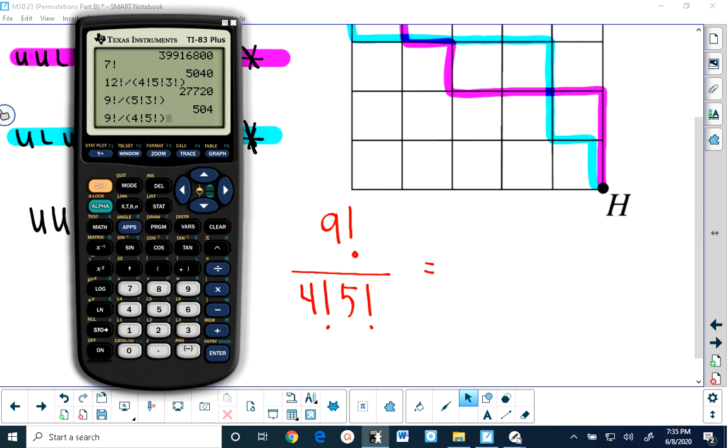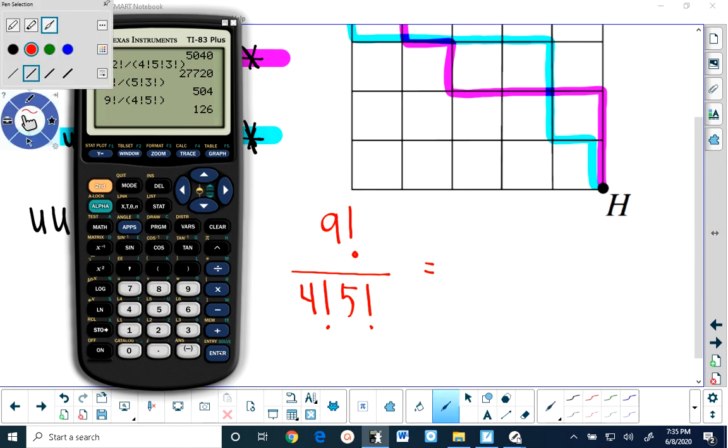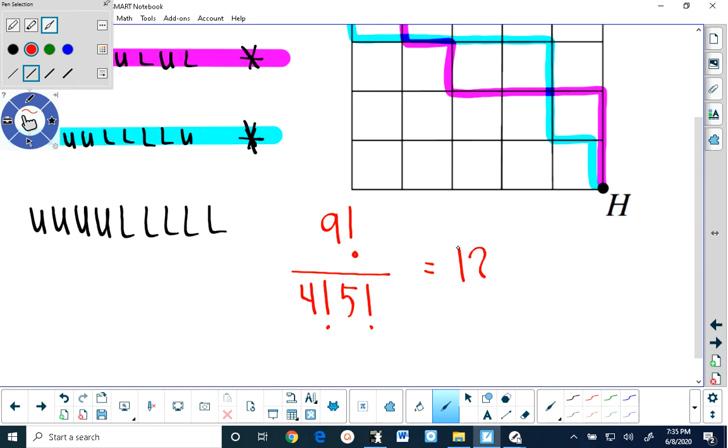So 9 factorial divided by 4 factorial, 5 factorial gives you 126. There's 126 different ways for Jillian to get to school from home. And if you tried to trace them all, like I said, you'd go a little bit nuts trying to find them all.